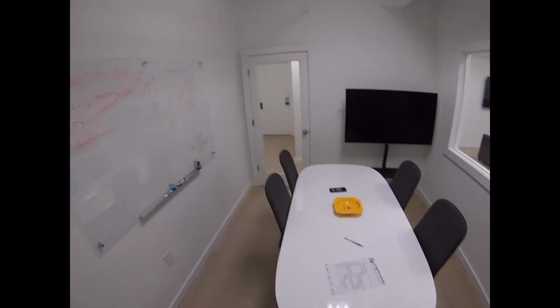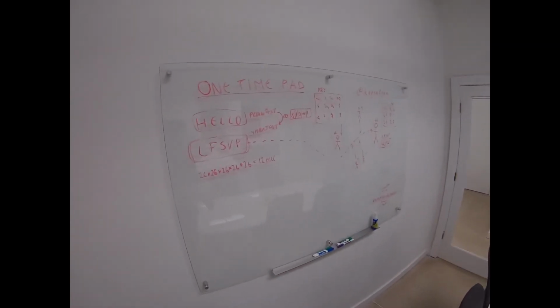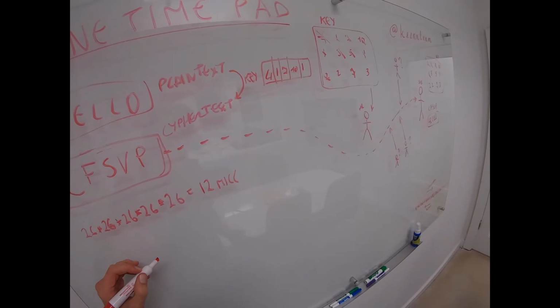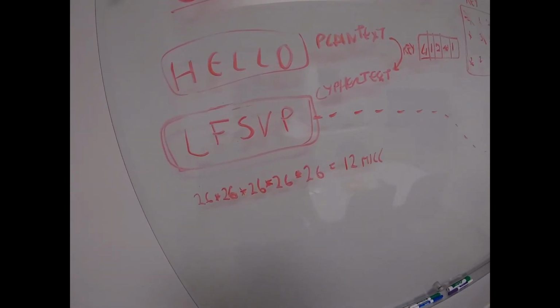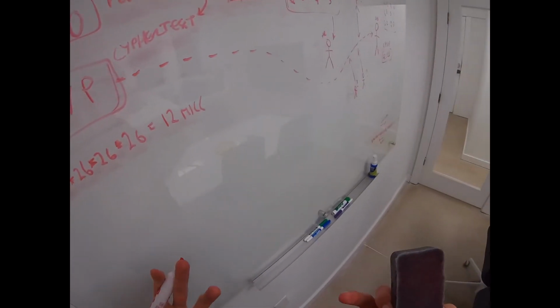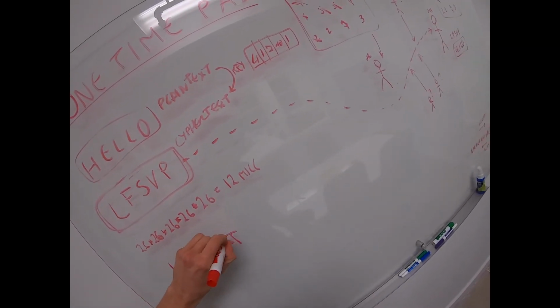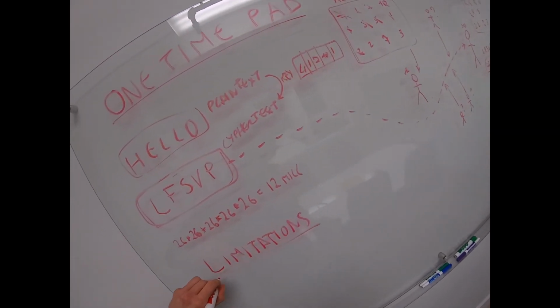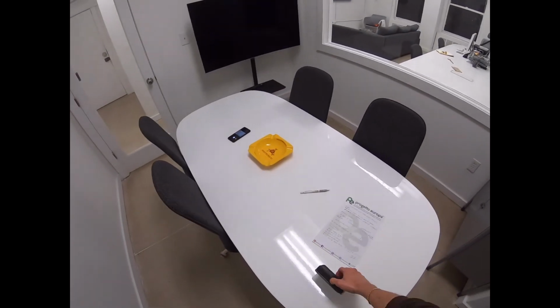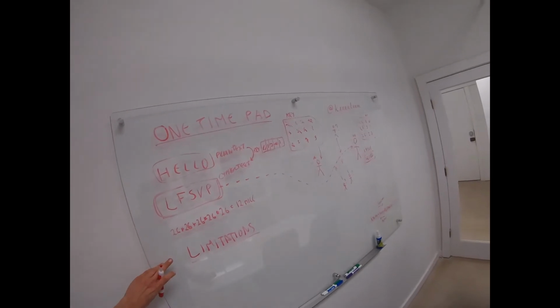Let's though talk about the limitations. Nothing is perfect, especially in the world of informatics. There's always a drawback, right? So the limitations are the following.